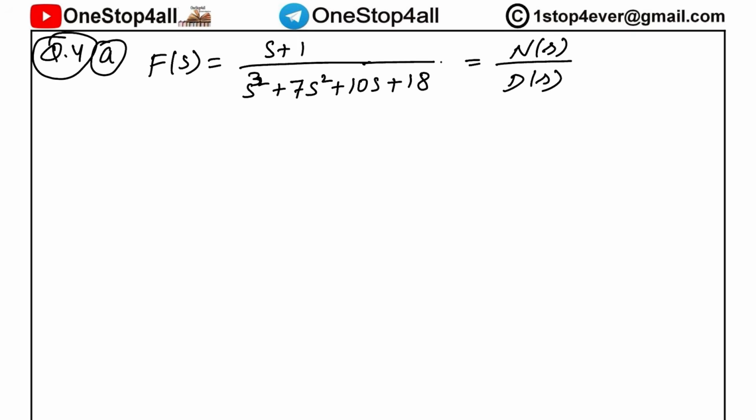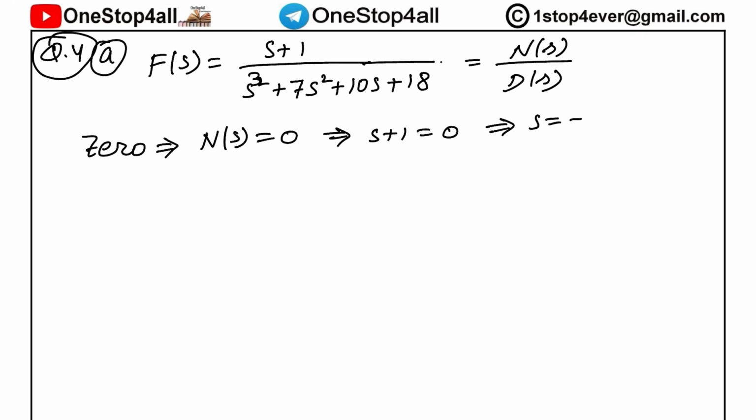So for finding the zeros, whatever the numerator is, we will equate it to 0. So s plus 1 will be equal to 0, so that means s equals minus 1. s equal to minus 1 will be your zero.